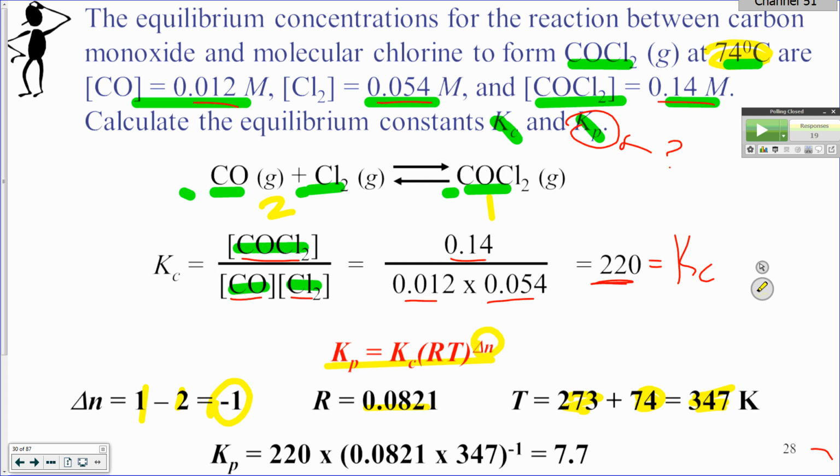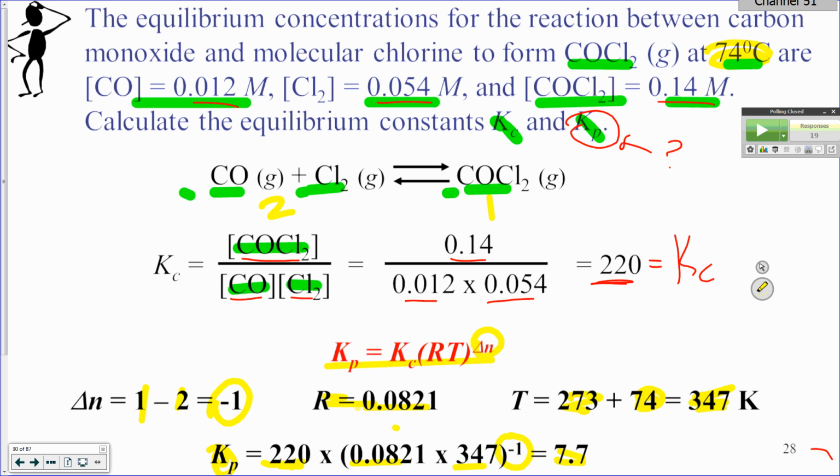So now if I rearrange this, or plug in the numbers, K sub C is 220. I've got R and T raised to the negative 1 power. I find out that the K sub P value is 7.7. Not tricky algebra. It's just a matter of cranking things through, plugging in. You're going to have to figure out what equation to use and just throw the numbers into it. Recognize what R to use and make sure you get the temperature in Kelvin.